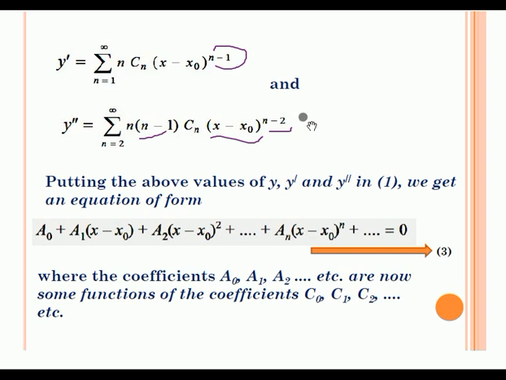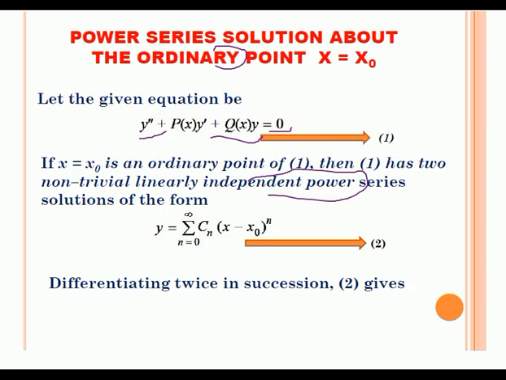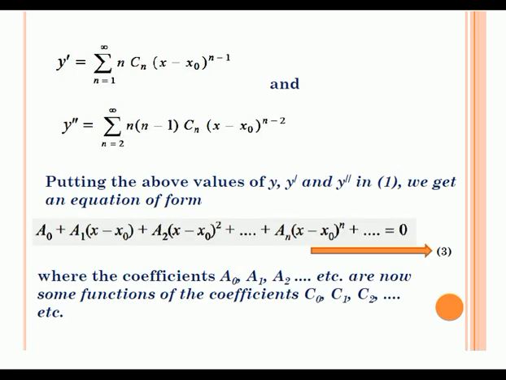After knowing that, I'll substitute this y dash and y double dash in the differential equation, putting all these values in equation 1. What is equation 1? Obviously this is the differential equation. After substituting, I'll get it in this form: a constant term, x power 0, then x power 1, then x square, then x cube, then x power 4, and so on, will be equal to 0. This type of equation I'll get.